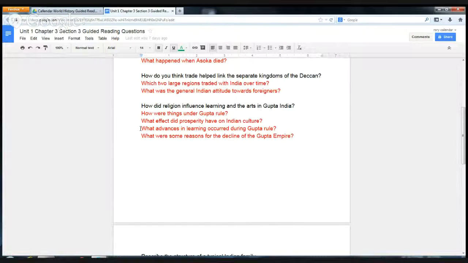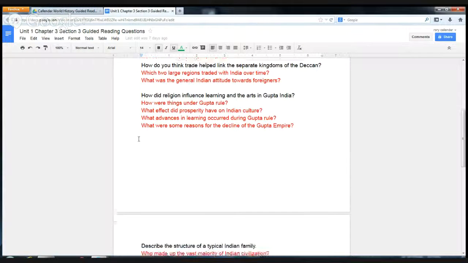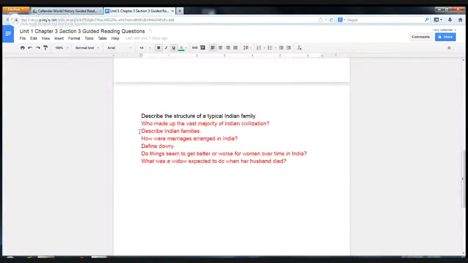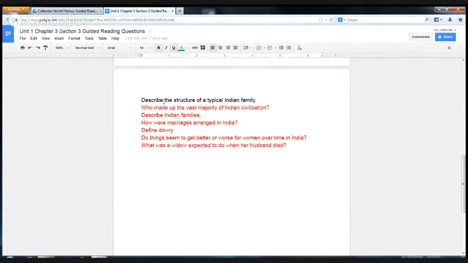What advances in learning occurred during Gupta rule? What were some reasons for the decline of the Gupta Empire? And the last section has the following checkpoint question at the end. Describe the structure of a typical Indian family.